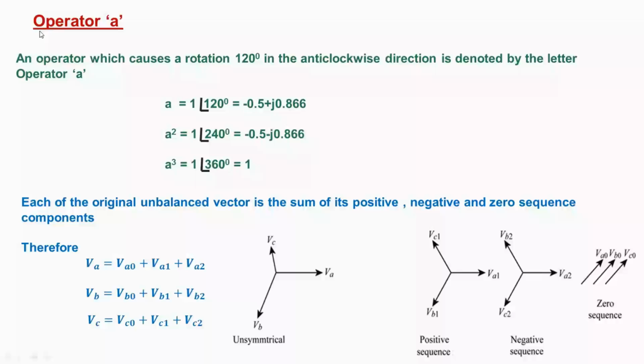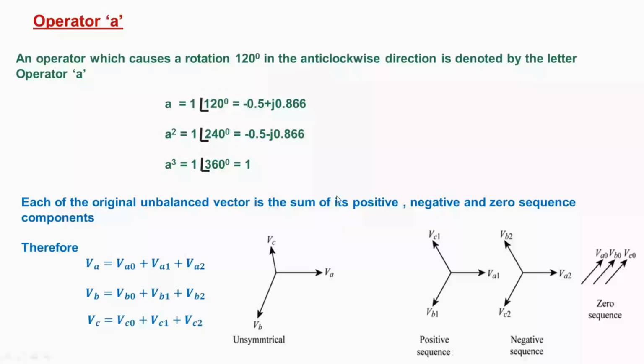Operator A. Rotating one vector in the anti-clockwise direction by 120 degrees gives another vector. That is called the operator A. An operator which causes a rotation of 120 degrees in the anti-clockwise direction is denoted by the letter A. So the value of A is 1 angle 120 degrees. This is in polar form. Converted into rectangular form, we get minus 0.5 plus j 0.866.